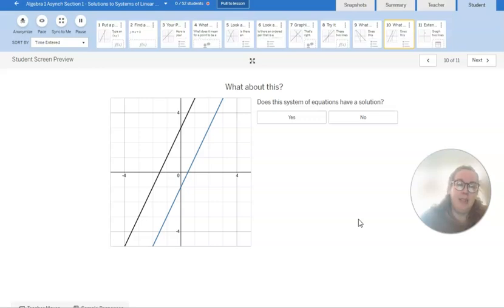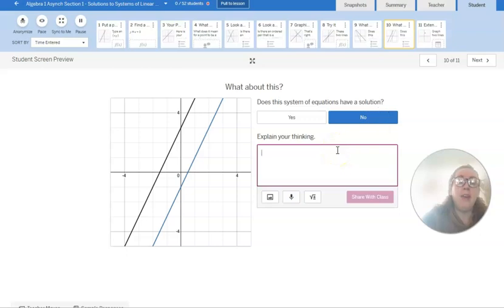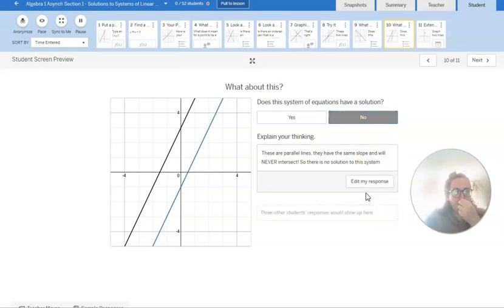Does this system have a solution? So notice here, the distance between these two lines stays the same. It never changes. They don't get closer or farther apart. These are parallel lines. They have the same slope and will never intersect. So there is no solution to this system. Beautiful.